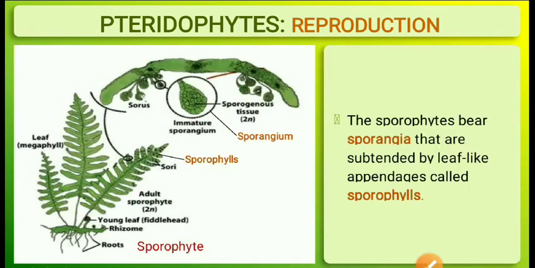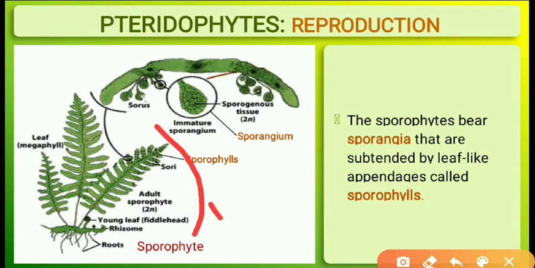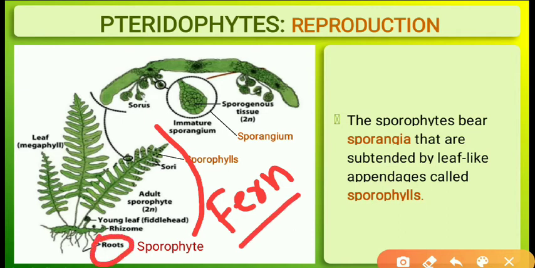Next, the reproduction of pteridophytes. This is the sporophyte of fern. This plant is fern, that is Nephrolepis exultata. This is its root, by which conduction of water and minerals takes place. The next part is the rhizome. Rhizome is a modified stem. It is also called caudex.